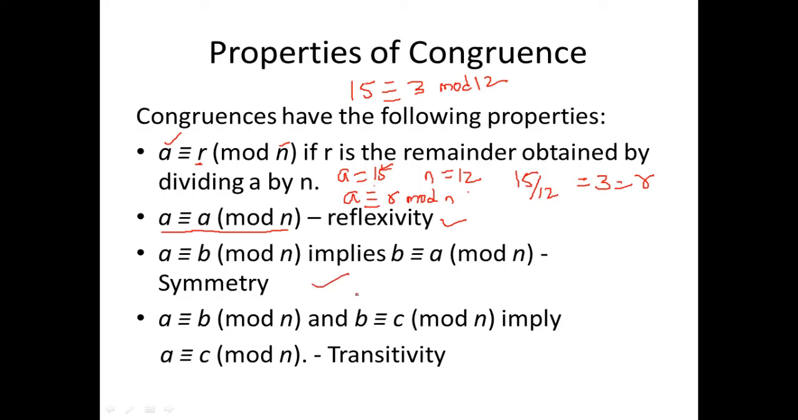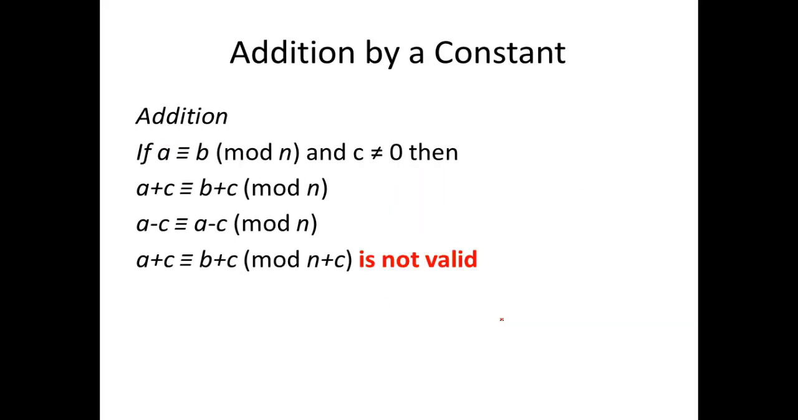So we have seen the proofs for all these properties of congruence. Now let's go to the next property, addition by a constant. What it says is if A is congruent to B mod n and C is a non-zero integer, then this is also true. A plus C is congruent to B plus C mod n.